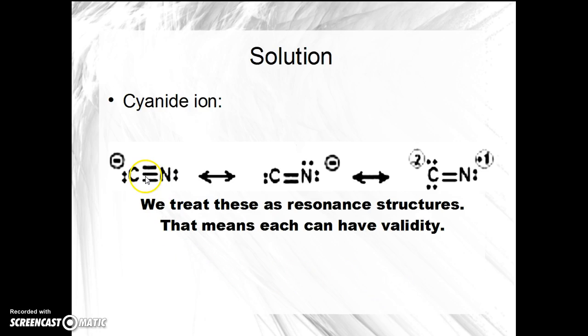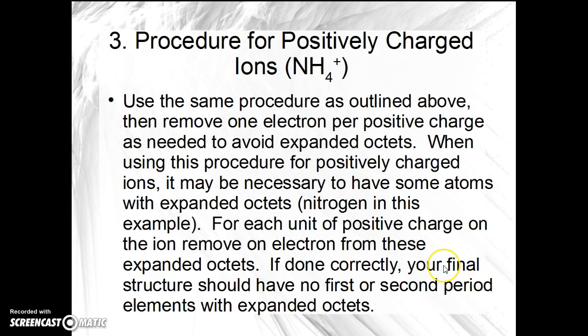For instance, if we found a very short bond here because of a triple bond, if we found that that was predominant, then we would perhaps say that this is the most likely of them to occur. For positively charged ions, we use exactly the same procedure, but then we're going to remove an electron probably before we start forming bonds. We remove 1 electron for each positive charge so that we avoid expanded octets.